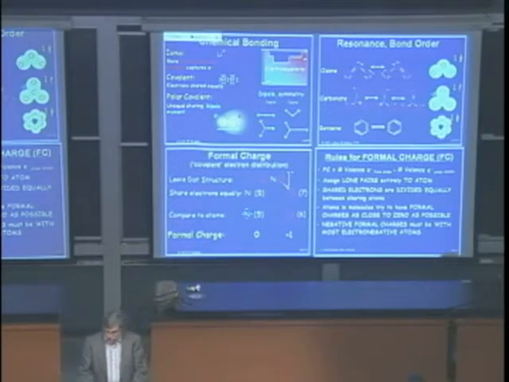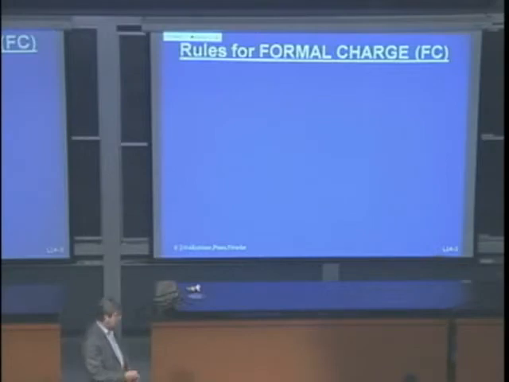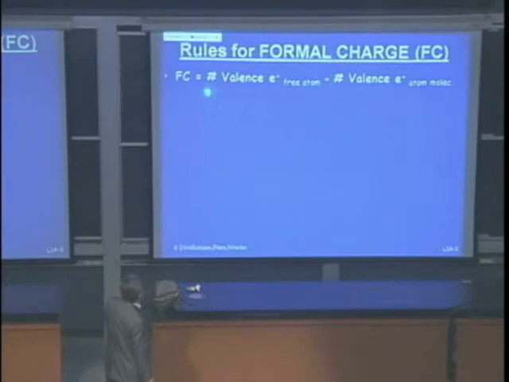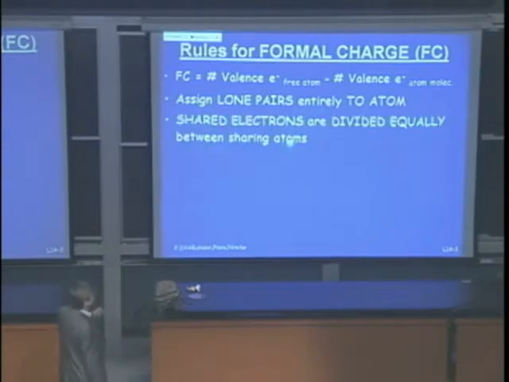And then you talked about formal charges, and I'm going to give you some rules about formal charges. You treat this as if the bonding between the partners were covalent, meaning there's an equal sharing, but there are some rules. The formal charge is the number of valence electrons in the free atom minus the number of valence electrons in the atom inside the molecule. You assign lone pairs entirely to the atom they're on. Shared electrons are divided equally between the sharing atoms. So there's covalent bonding, we share it equally.